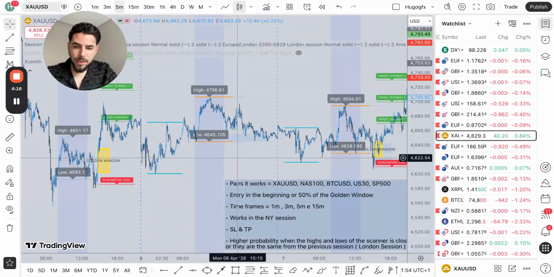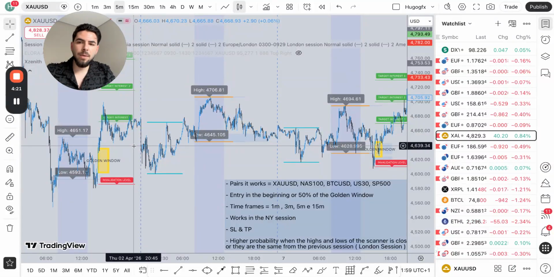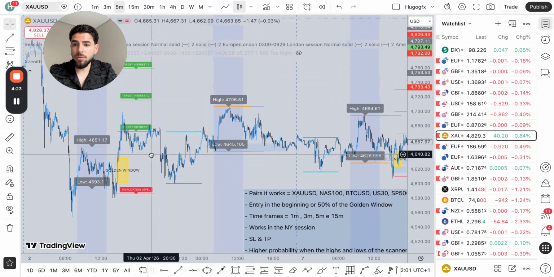The second possibility, let's say that you missed the first entry, okay, you were not able to enter at the beginning of the golden window.